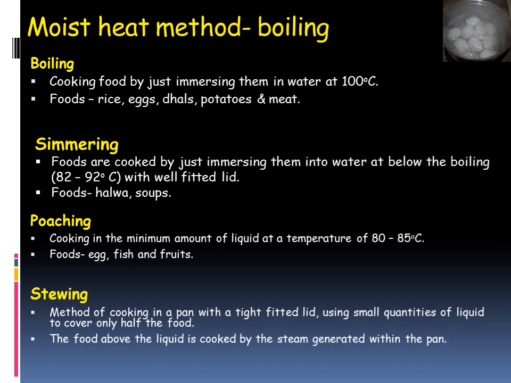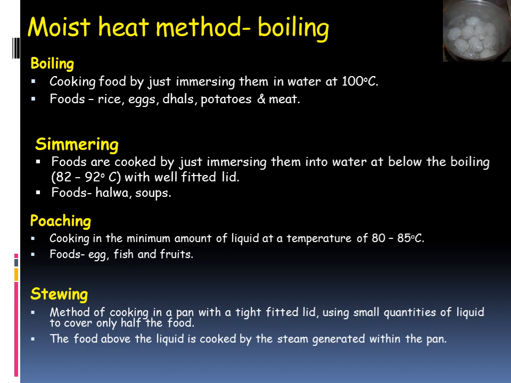Merits of the simmering method: foods get cooked thoroughly. Scorching or burning is prevented. Losses due to leaching are minimal. Demerits of the simmering method: there is loss of heat-sensitive nutrients due to the long period of cooking. It takes more time and more fuel is required.